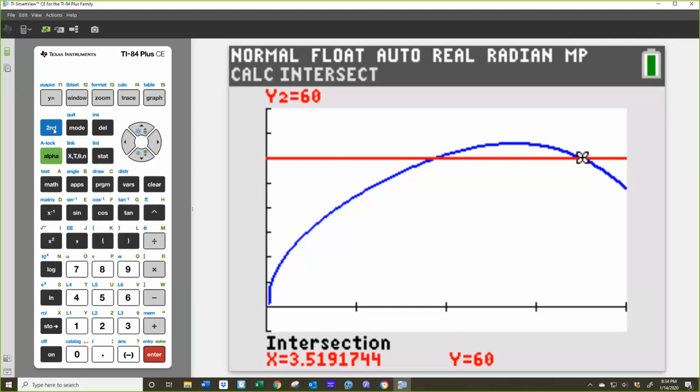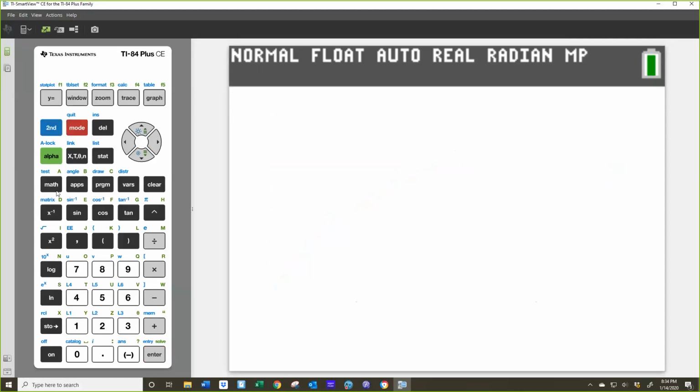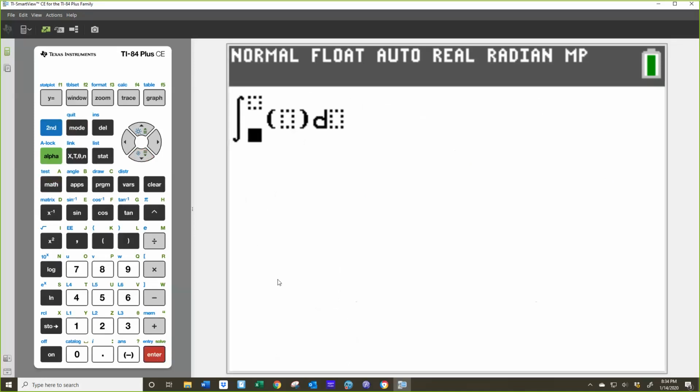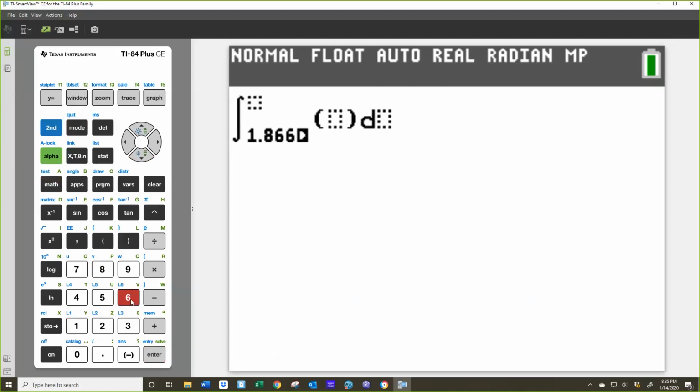So let me quit this screen, and then we want to calculate. I'm going to go to Math, and I'm going to go to the numeric integration, which is number 9. So on our newer operating systems for the TI-84, we have a nice template, and so I would enter my lower bound, which is 1 point, and there are ways to store this. I just am not taking the time to do all of that at the moment because I really want to show you something on the TI-Nspire that is really nice. And so I go to my upper limit, 3.519174.